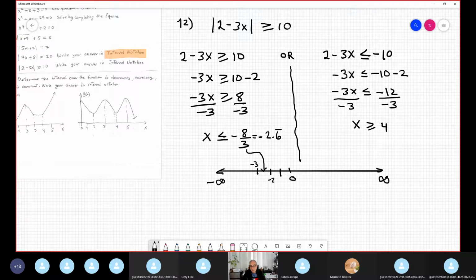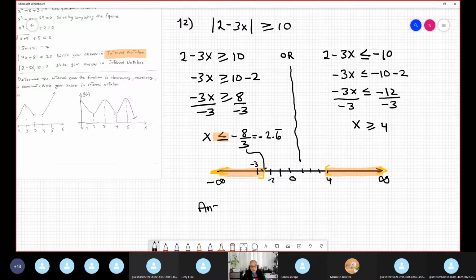Okay, and 4 is clear: 1, 2, 3, 4. 4 is here. What are the pieces? This piece is less than, so it is to the left, and 4 is to the right because it's greater than. This is the reason it's two pieces. And we include the endpoints, of course, because I see the equal sign. A bracket here, continuing forever in that direction, and a bracket here, continuing forever in that direction.